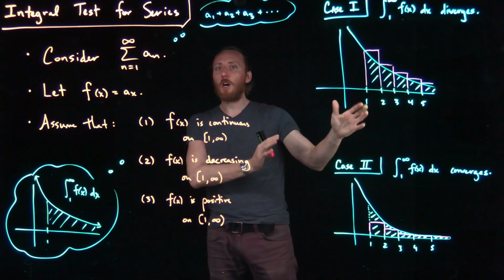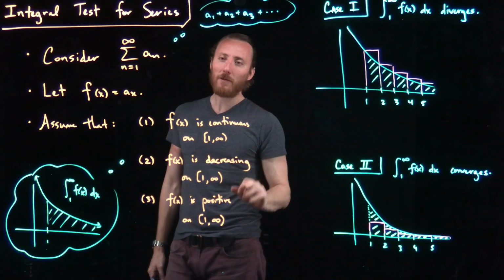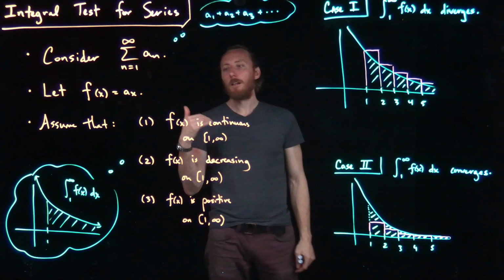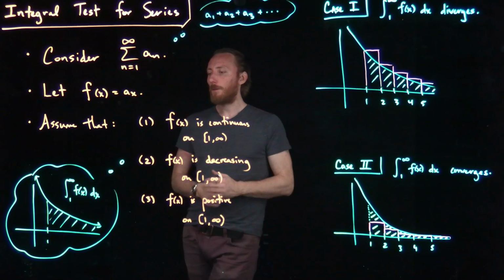Because this picture is at the heart of what we're about to talk about here in just a moment, we're going to need these three criteria to all be in place. We're going to need continuity, we're going to need decreasing, we're going to need positive. But if we get all of these things, we have a beautiful result that follows.